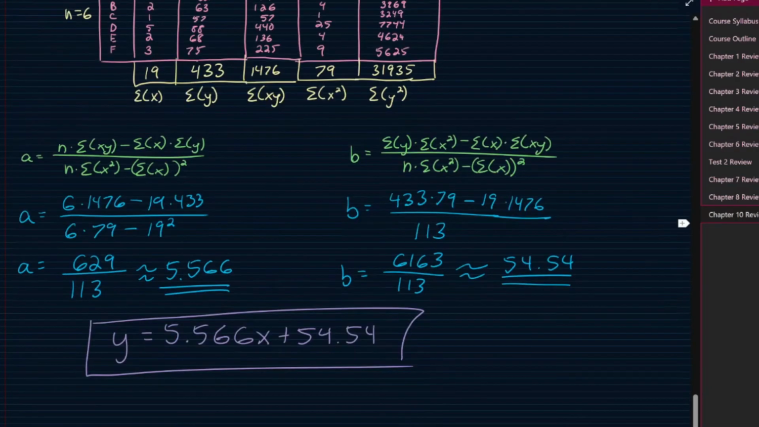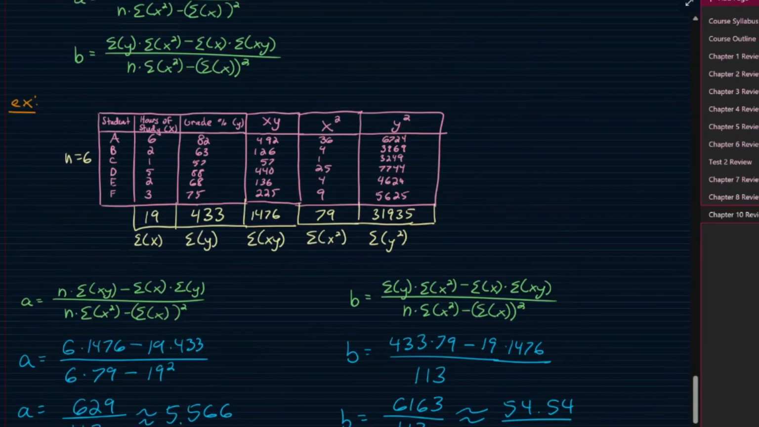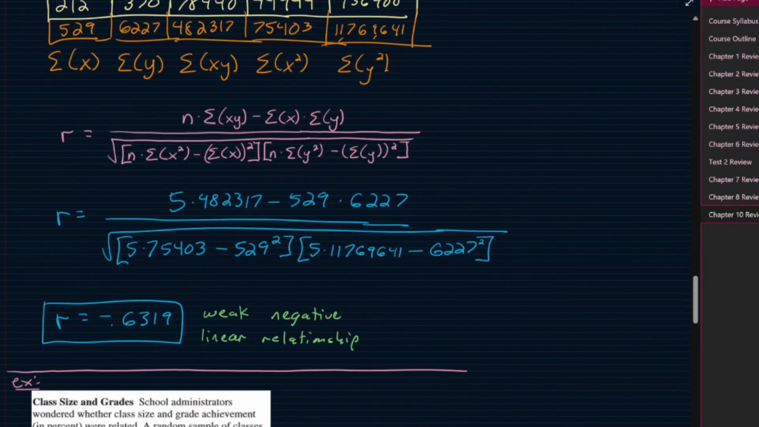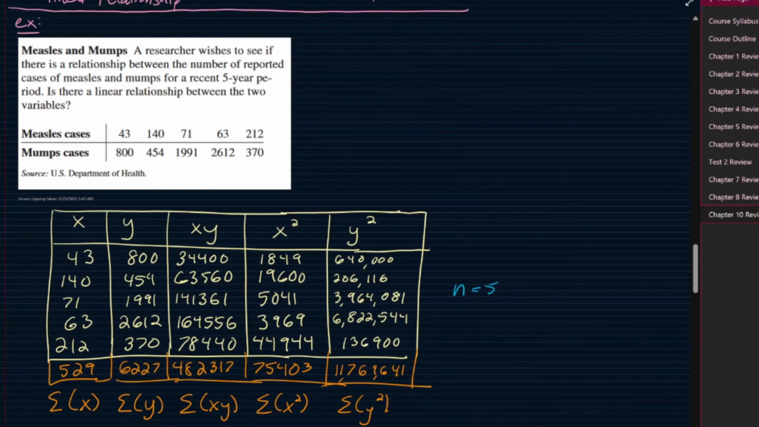So let's get a little bit more practice. But this is pretty much all I wanted to talk about in this section. It's all just finding lines of regressions. So I guess we could do a couple more examples. Might as well do some that we already have the data for. How about this measles and mumps one? Let's find the line of regression here.